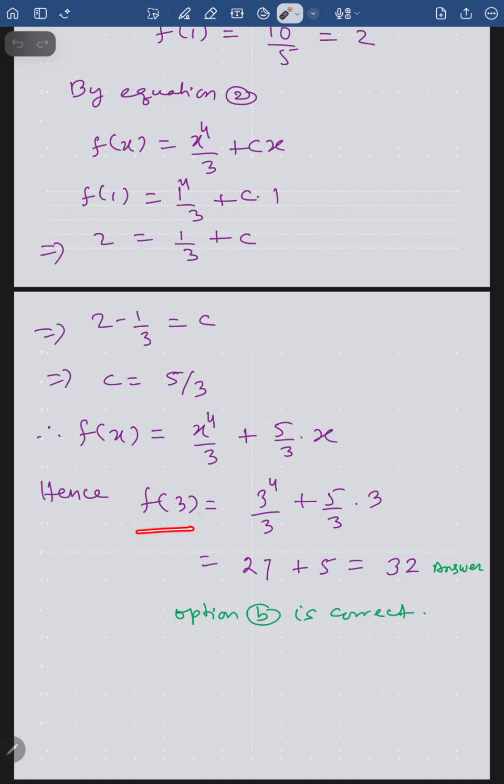Therefore f(3) will be 3 raised to the power 4 upon 3 plus 5 upon 3 into 3. The 3 cancels, and 3 times 3 times 3 you get 27, plus 5 equal to 32. So answer option B is correct. Thank you.